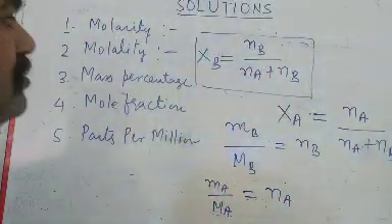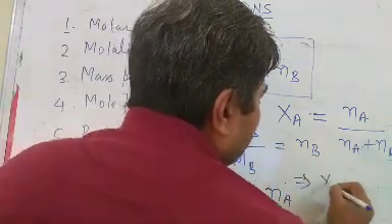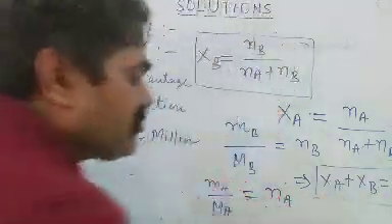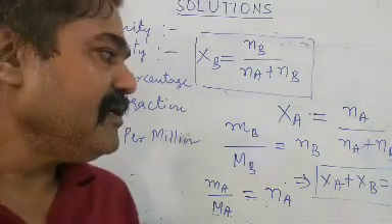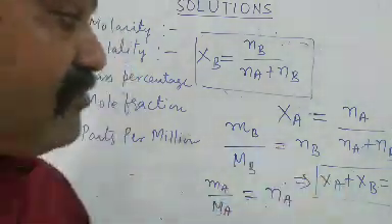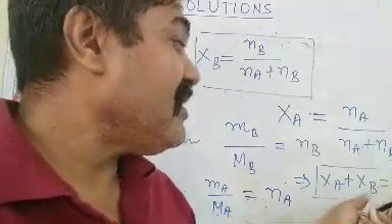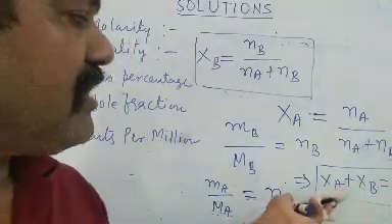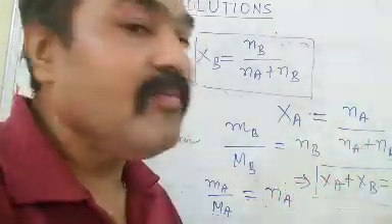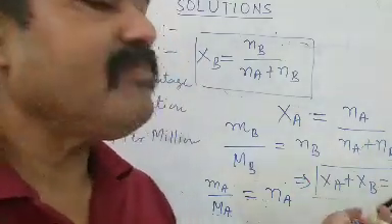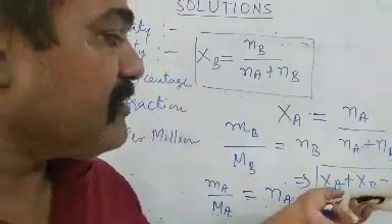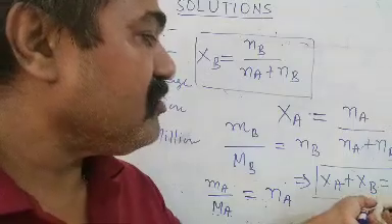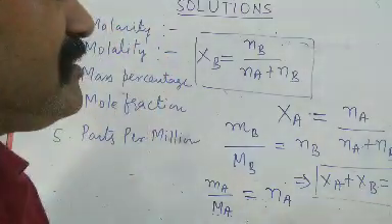Clear? Always Xa plus Xb equals 1. Whenever we are in need, we can find the mole fraction of one component in terms of the mole fraction of the other component. In this way, the mole fraction of the solvent may be written as 1 minus Xb, or the mole fraction of the solute may be written as 1 minus Xa.